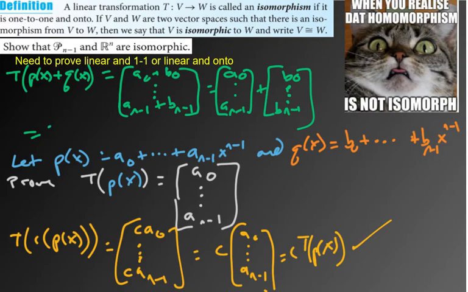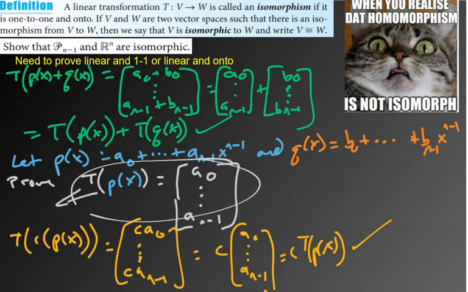And that is, of course, T of P of X plus T of Q of X. And so that's the other part of linear. So I now have that this transformation right here is actually linear. These problems take a little bit of writing, so I'm sorry it's taking up a lot of the page. But that is one of the two things that I really got to spend some time showing.